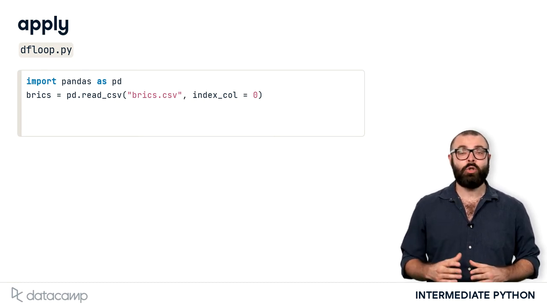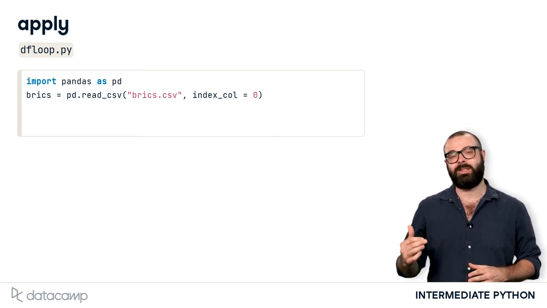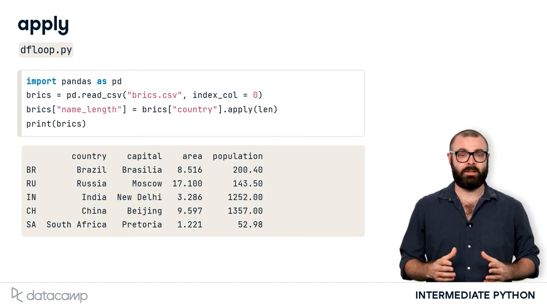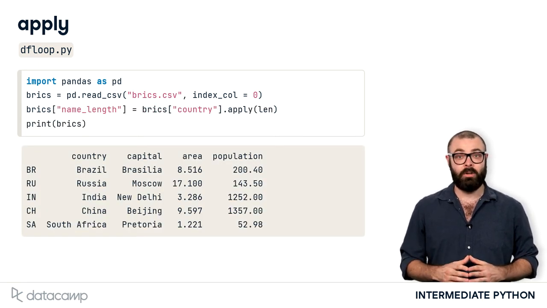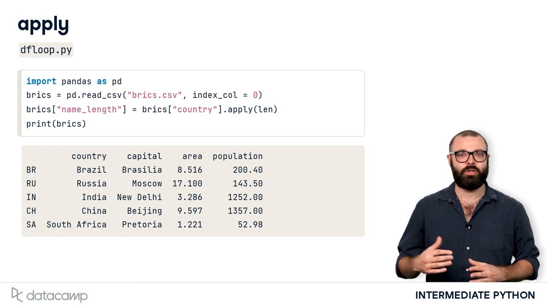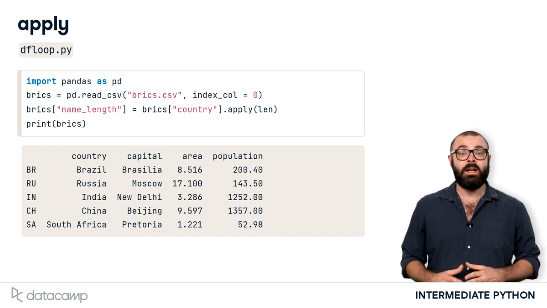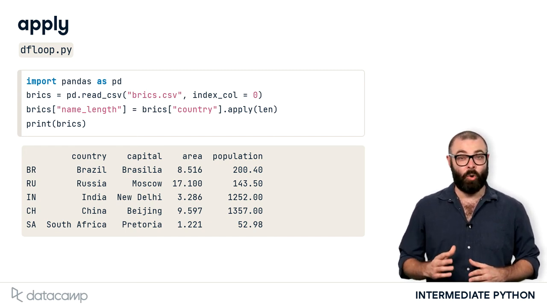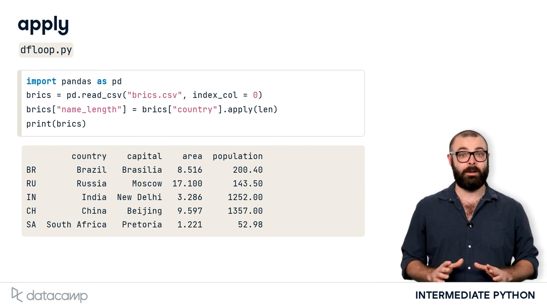In this case, you don't even need a for loop. This is how it's done. Basically, you're selecting the country column from the BRICS data frame, and then on this column, you apply the len function. Apply calls the len function with each country name as input and produces a new array that you can easily store as a new column, name_length. This is way more efficient and also easier to read, if you ask me.